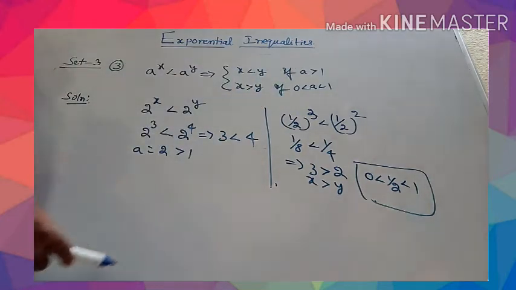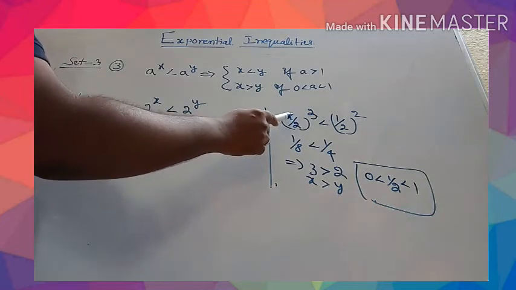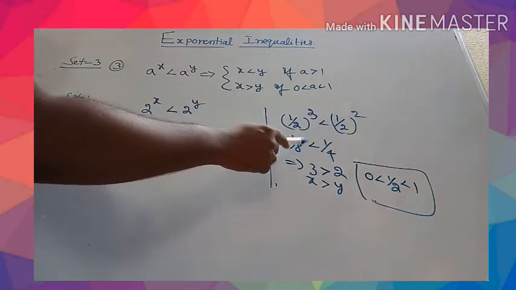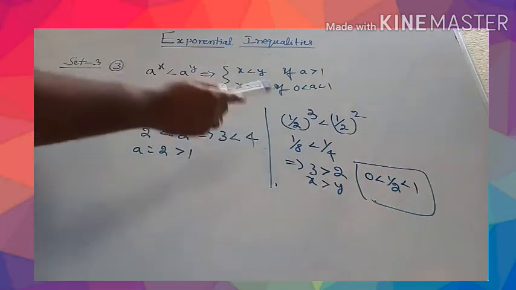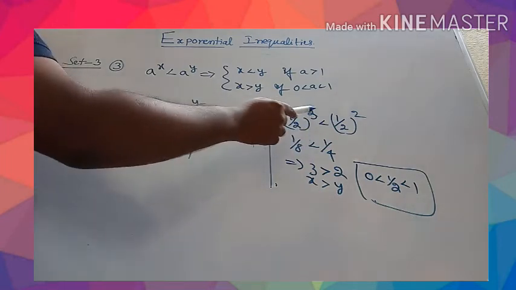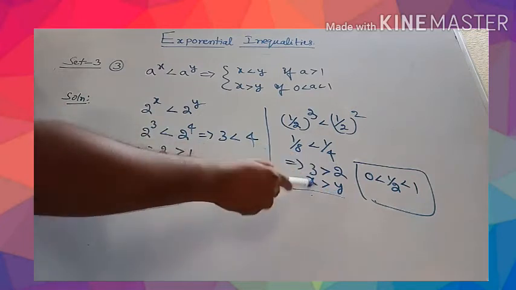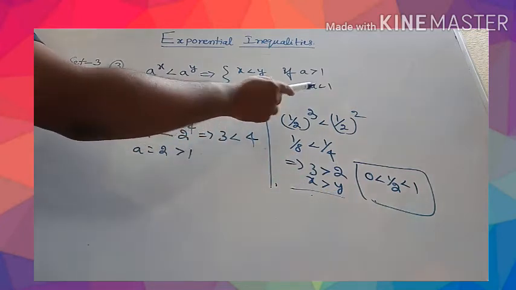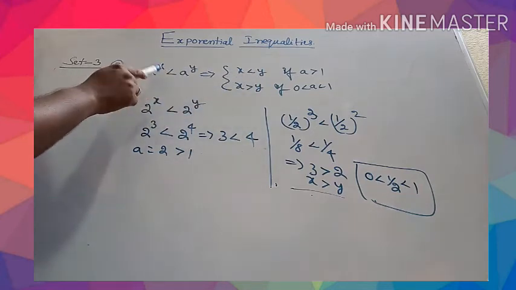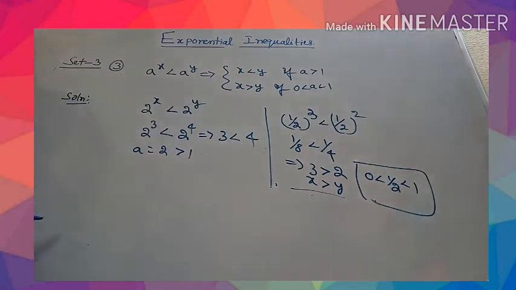Now, the same thing when the base lies between 0 and 1. Right? a less than 1. 1 by 2 whole cube is less than 1 by 2 whole square. That is 1 by 8 is less than 1 by 4. It is a basic fact. The powers are x is 3, y is 2. That means 3 is greater than 2. That means x is greater than y. When the base lies between 0 and 1, it maintains a different inequality, which is opposite to the inequality which is present here. That is our observation in this case.